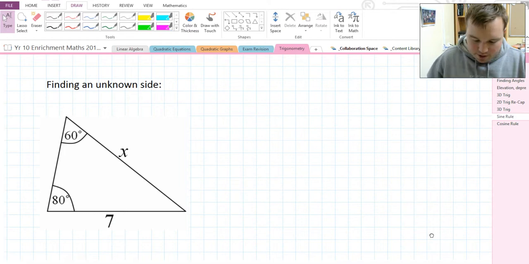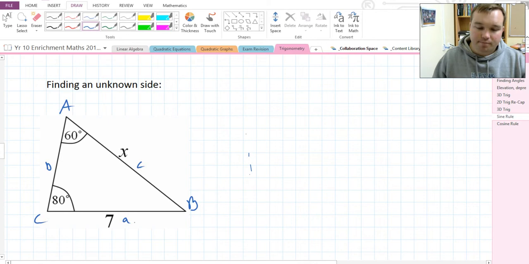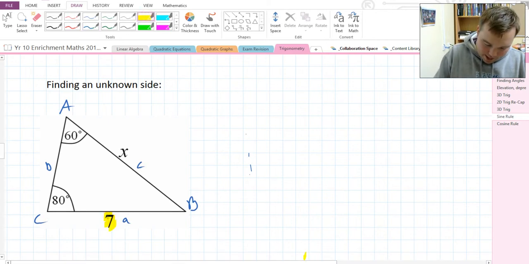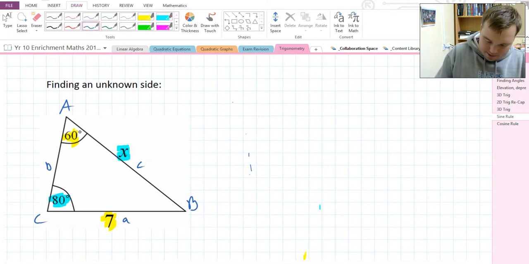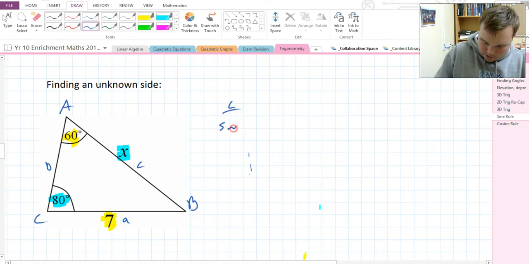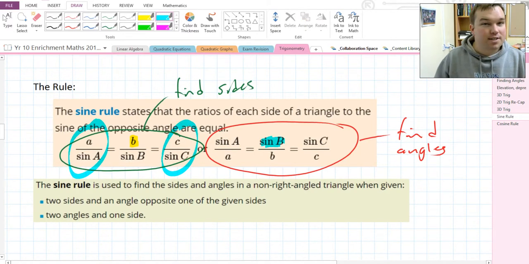Alright, so finding an unknown side. Now the first steps here are always the same. Label your points. A, B, C, B, C, A. Then, what do we have? Well, we have an A and an A. We have a C, and we want the other C. And because we want the side X, we're going to be going C on sine C is equal to A over sine A. You can take any two of these up above. So I can take this one and that one. Just because they're not written next to each other doesn't mean they're not the same. They're all equal to each other.